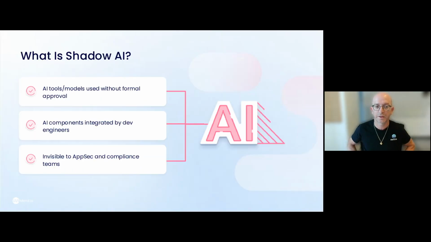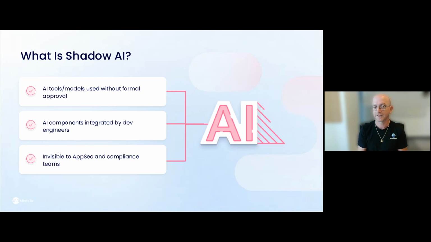So, starting with what is shadow AI? Shadow AI basically is the usage of either AI tools and models by developers without a formal approval. This could be the usage of even ChatGPT or any other generative AI tool, generative AI code generators like Cursor, Windsurf, Copilot, vibe coding, and so on. This is on one hand.